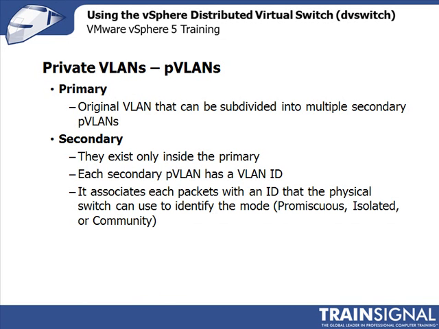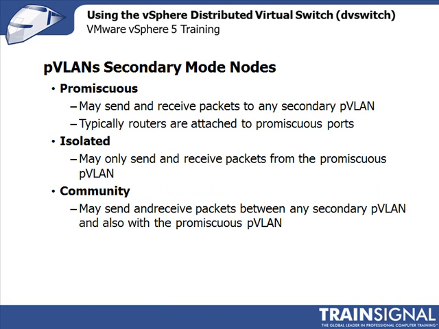So let's move on to defining what the promiscuous, isolated, and community modes for a secondary private VLAN can do. Now, a promiscuous port is typically associated with a router. A promiscuous port can talk to any other port group or any other mode, so it can talk to the isolated and it can talk to community.